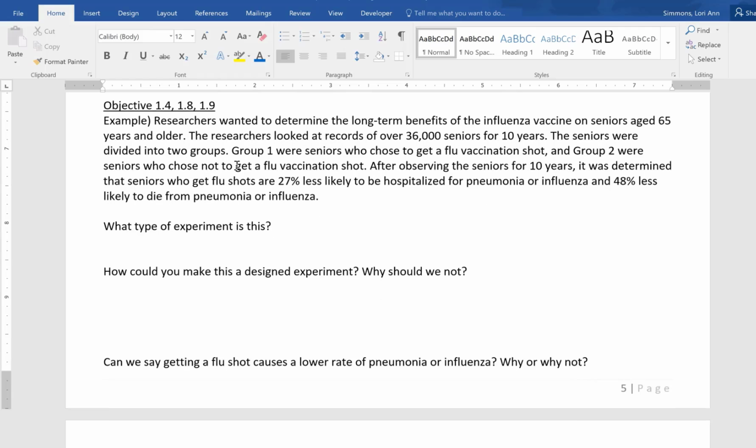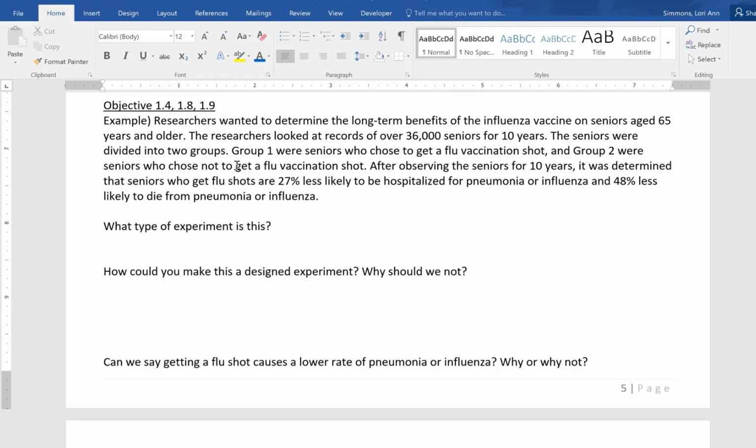Let's work on an example. Researchers wanted to determine the long-term benefits of the influenza vaccine on seniors aged 65 years and older. The researchers looked at records of over 36,000 seniors for 10 years. The seniors were divided into two groups. Group 1 were seniors who chose to get a flu vaccination shot, and Group 2 were seniors who chose not to get a flu vaccination shot.